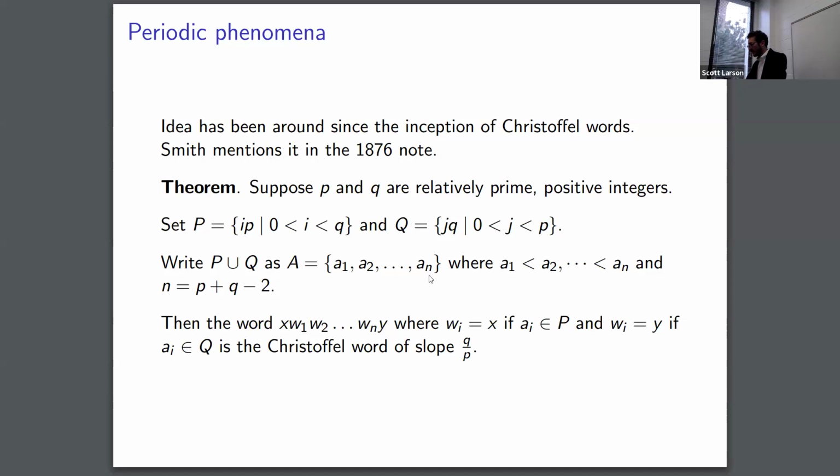We're going to write that as A, and we're going to order them like here. You can actually correspond that to the Christoffel word, is what this theorem says. So in this case, the w_i's are characters, letters, not words. So w sub i is x if the corresponding a sub i is in P, and it's y if the a sub i is in Q.